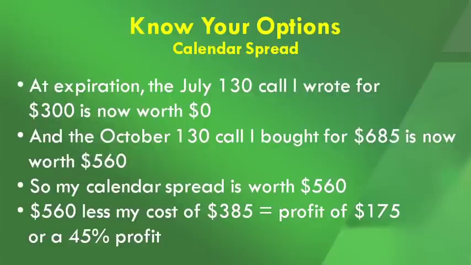At expiration of the July options, the July 130 call I wrote for $300 is now worth $0. And the October 130 call I bought for $685 is now worth, let's say, $560. So my calendar spread is worth $560. $560 less my cost of $385 equals a profit of $175, or a 45% return.